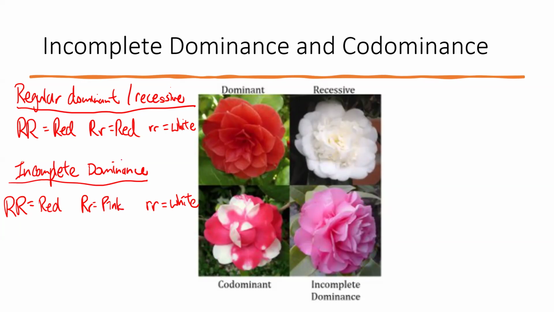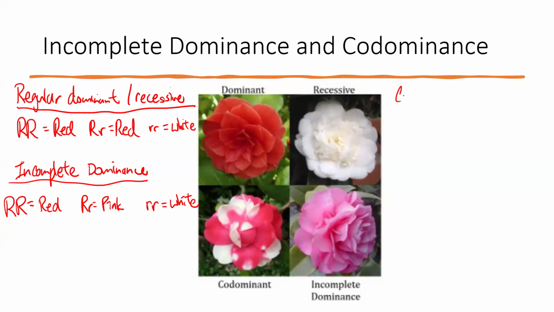Okay. So I will tell you specifically in the question that you are doing an incomplete dominance question. Otherwise, you can't tell, right? If I don't tell you it's incomplete dominance or codominance, you can assume it's regular dominant recessive. Do you understand? So if I don't tell you which one it is, then you assume big R, small r is just red. Please be careful on the quiz.